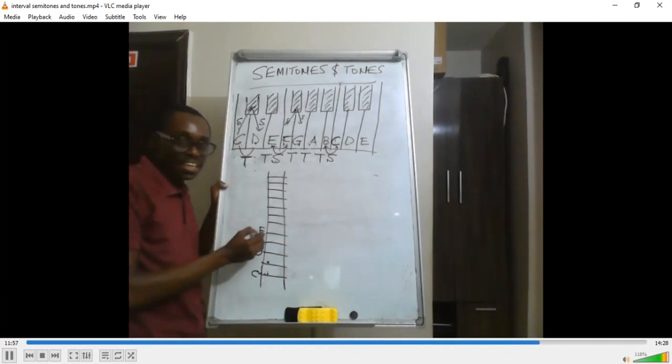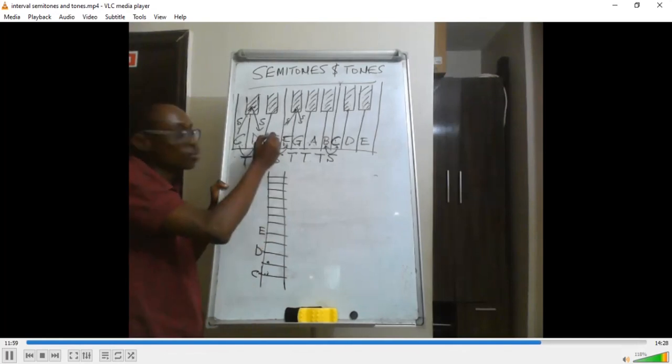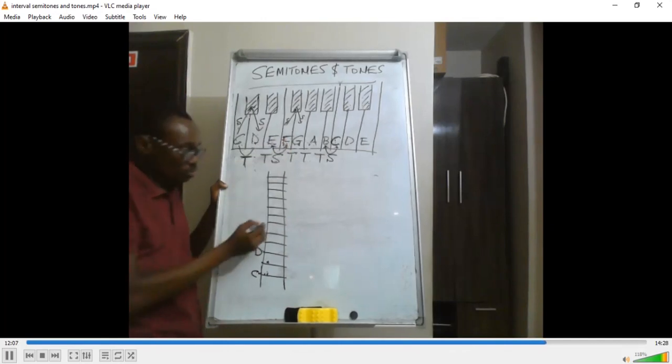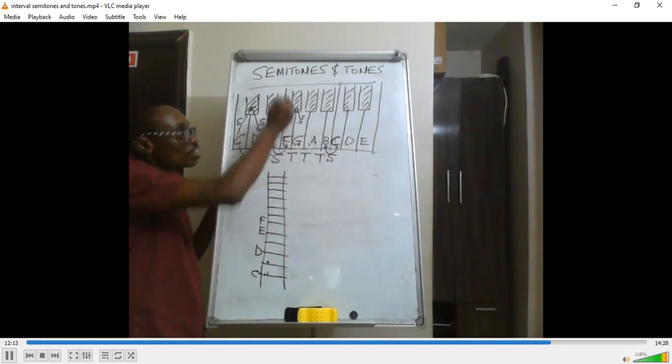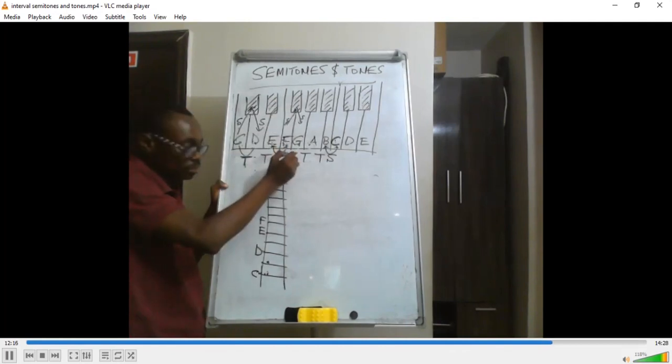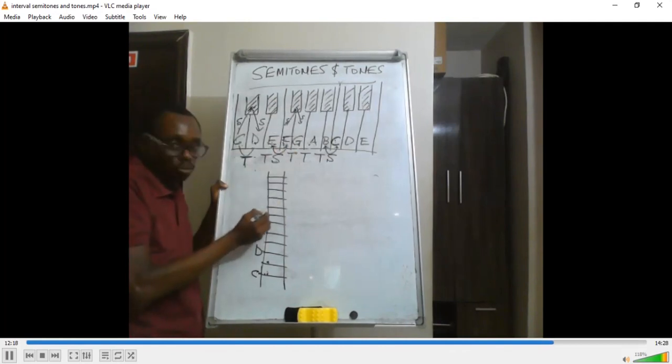Now at E on the keyboard, between E and F, what is the distance? Is it a tone or a semitone? The distance is actually a semitone. So from here to here is one semitone. So this is F. From F to G, what we have there is a tone. There's a black key. So you skip one row, move to the next row. This is G. From here to here, one semitone. From here to here, one semitone.